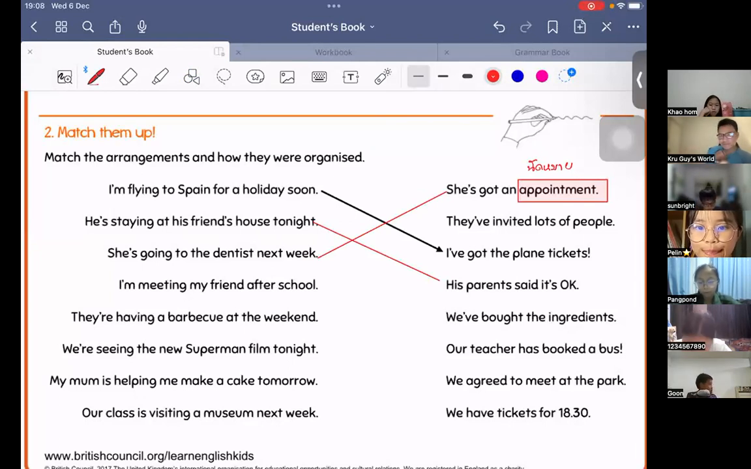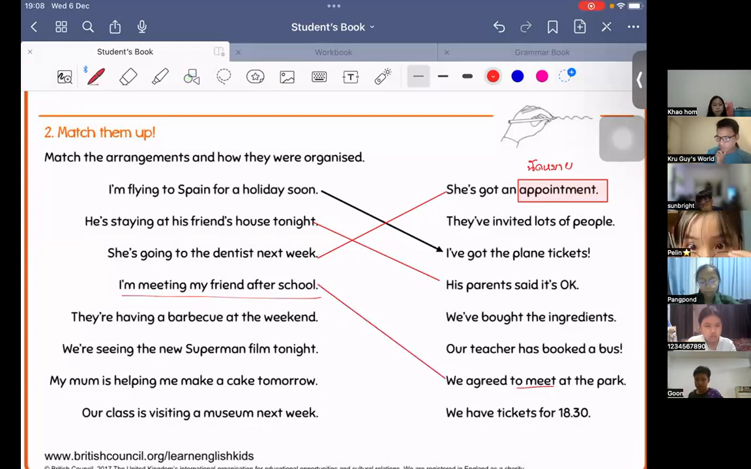Next one, Kun. I'm meeting my friend after school. Okay, I'm meeting my friend after school. So, we agree to meet at the park. Good job. Good job. Okay, we agree to meet at the park. Back to home, look at the next one.